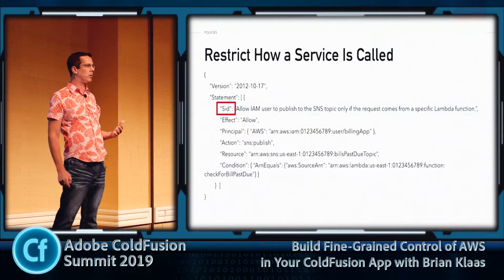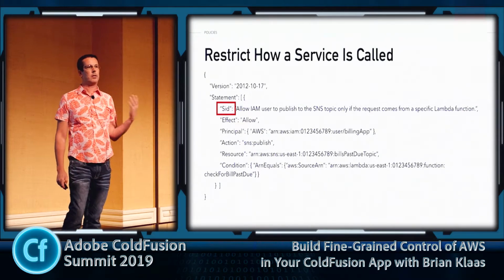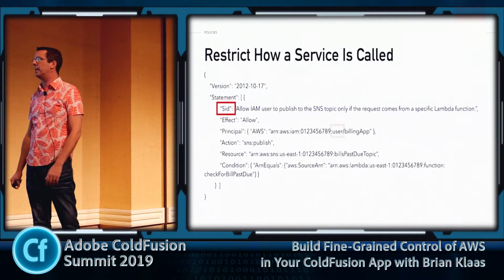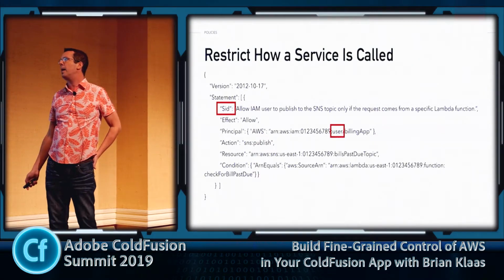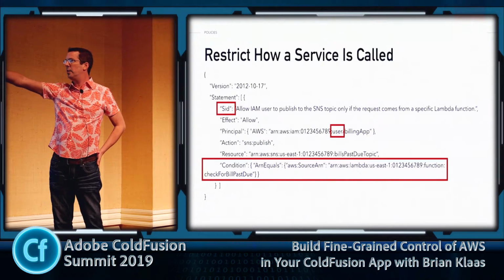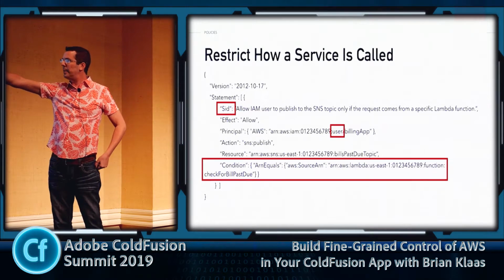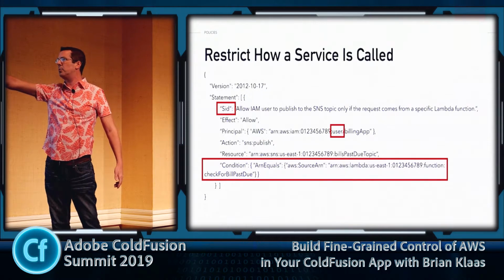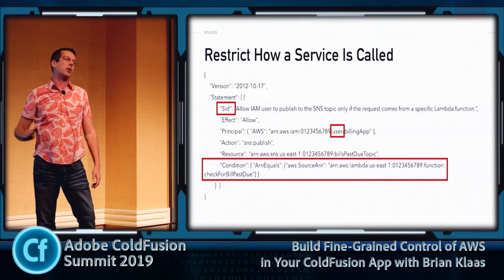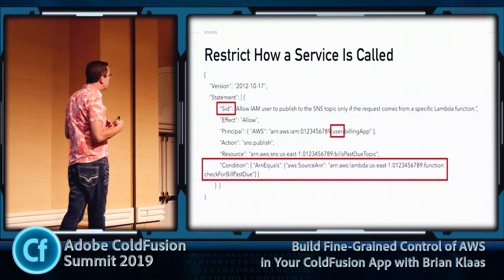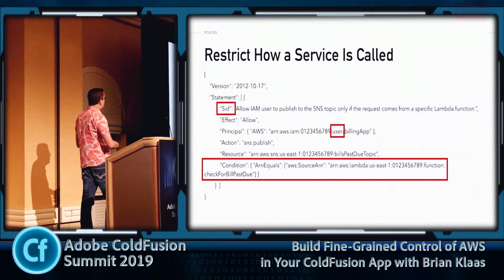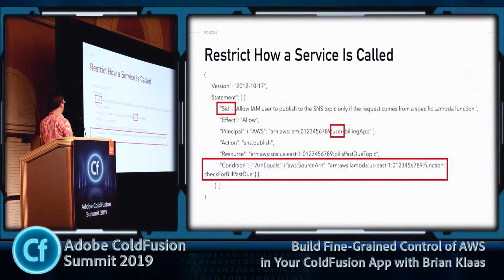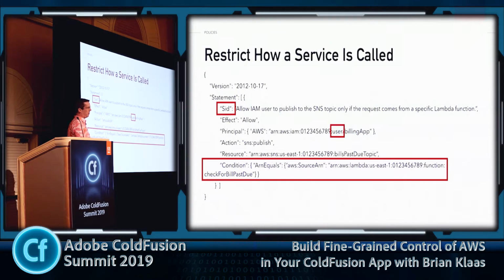An actual individual user. In this case, it's an app. It's called the billing app here. So I'm specifying a specific user in my account called the billing app. And my action is I can publish to Simple Notification Service. I specify a topic called past due topic there. And I'm providing a condition. And I'm saying that this user can only publish to this topic if that request is coming from a Lambda function called check bill for past due.